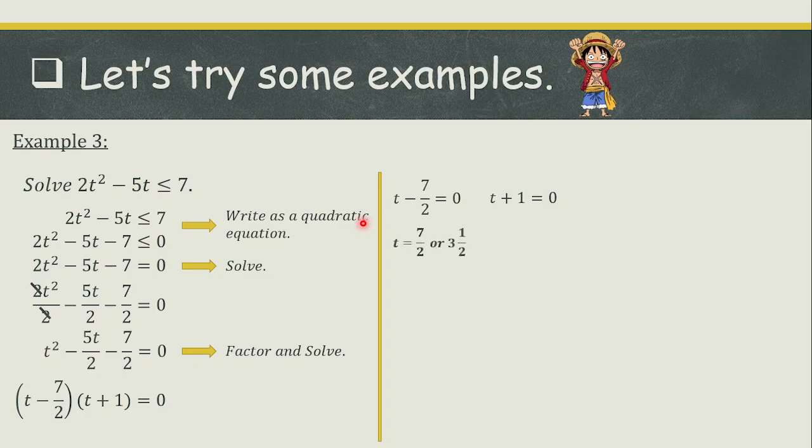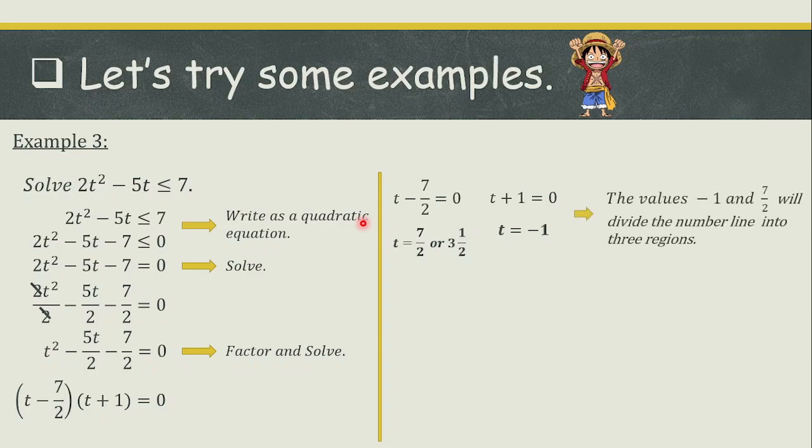Transpose -7 over 2 to the right side of the equal sign. So, t is equal to +7 over 2, or pwede natin i-simplify, or 3 and 1/2. Then for the next equation, t plus 1 is equal to 0. Just simply transpose +1 to the right side. So, t is equal to -1.